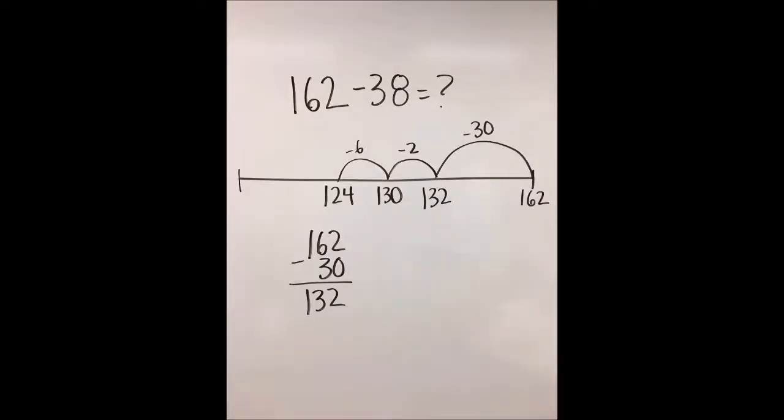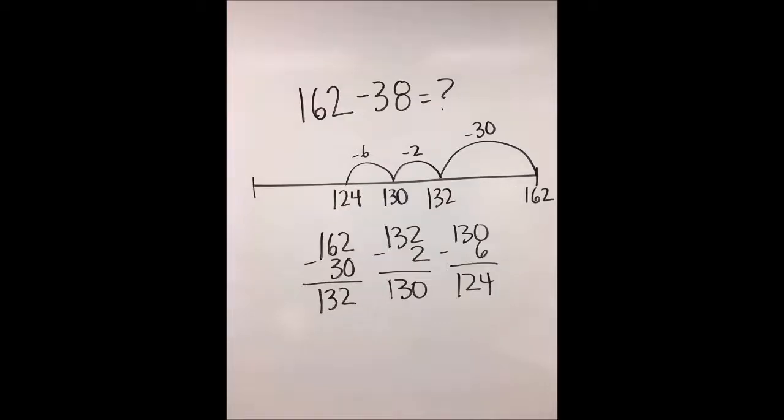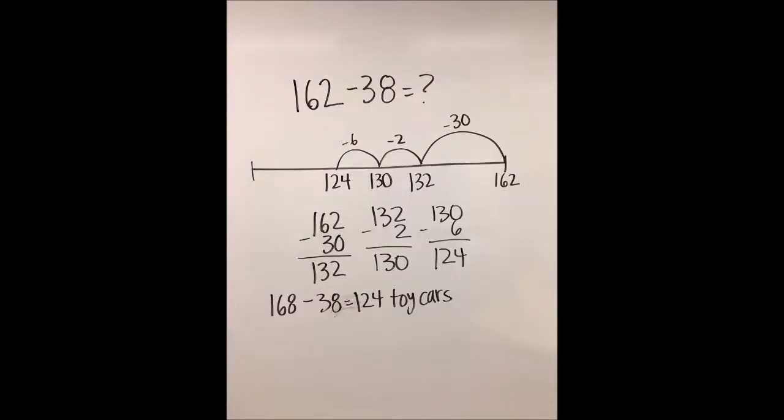So I can check by using a subtraction problem. 162 minus 30 is 132, and then I can subtract the other 2 spaces to get 130, and then additionally subtract the final 6 pieces to get 124. It's important to know that we're jumping back. So let's jump back 30 from 162 to 132, jump back 2 to 130, jump back 6 to get 124. We have our final answer.